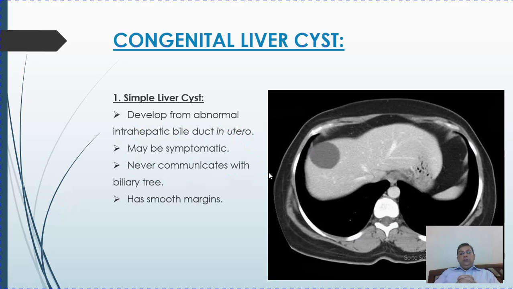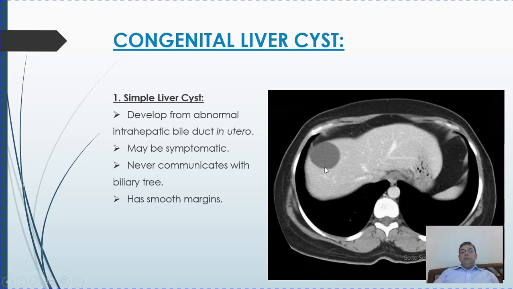This is a simple liver cyst. How does it develop? It is a congenital thing, and it is because of an abnormal intrahepatic bile duct in utero, in which the bile duct does not communicate with the rest of the biliary channels. So it forms into a cyst, and you can see the density is lesser than the rest of the hepatic tissue, and it has very well defined margins. It is smooth, the border is very well defined, and the consistency of the whole lesion is the same. So it is a simple cyst.